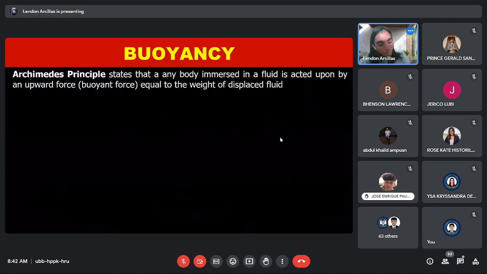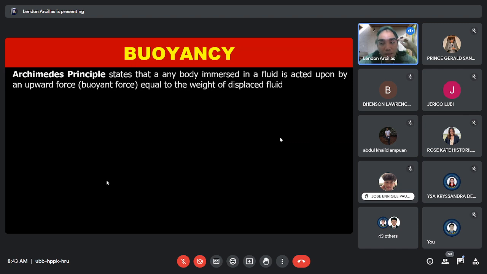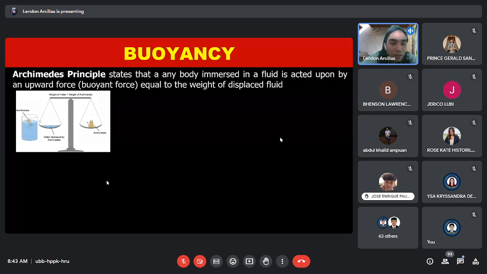Okay? So we do have buoyancy, the second topic. Buoyancy is influenced by the law of Archimedes' principle, which states that any body immersed in a fluid is acted upon by an upward force equal to the weight of the displaced fluid. So kung ano yung example, if this is a full glass of water, pag kayo ay nag-dip doon, kung ano yung na-displaced na tubig, kung ano yung na-flow na tubig, yun yung mismong weight ng isang bagay na nakalutang. So that is the Archimedes principle.